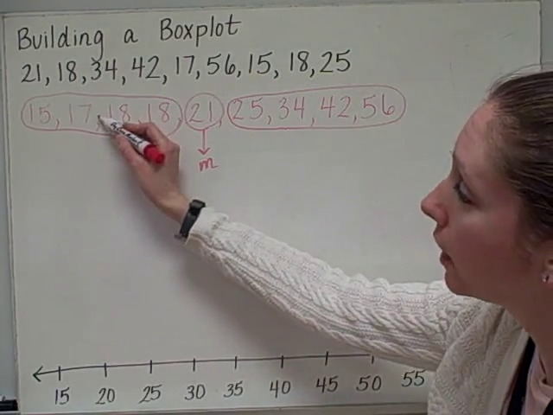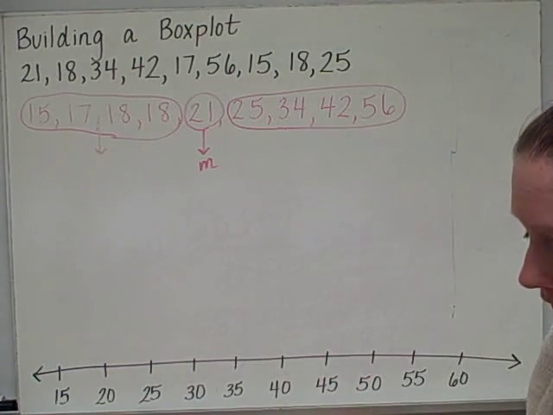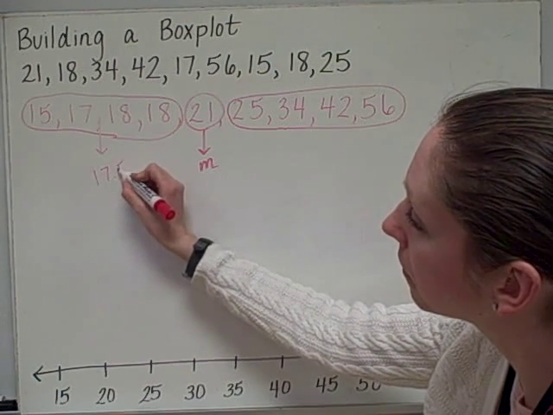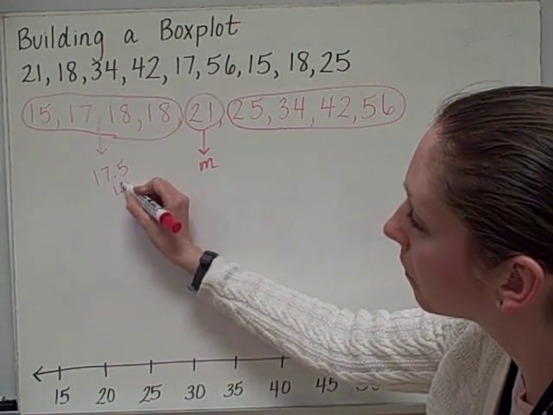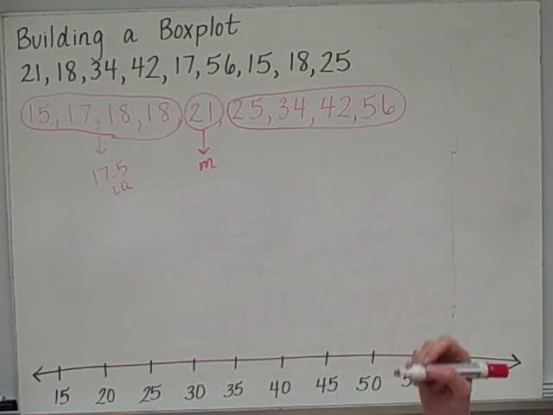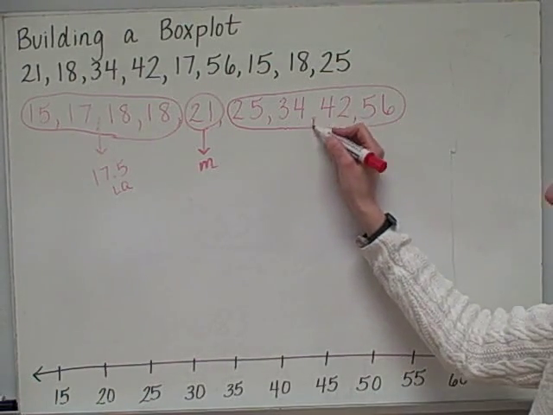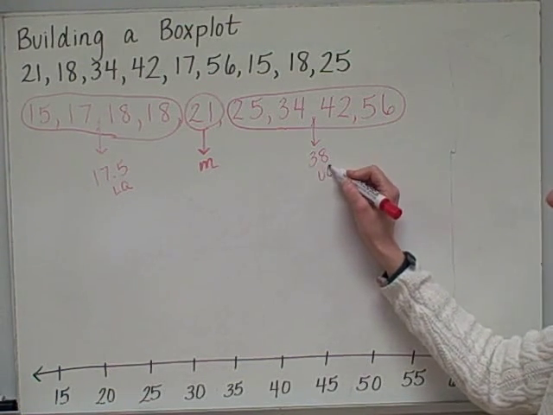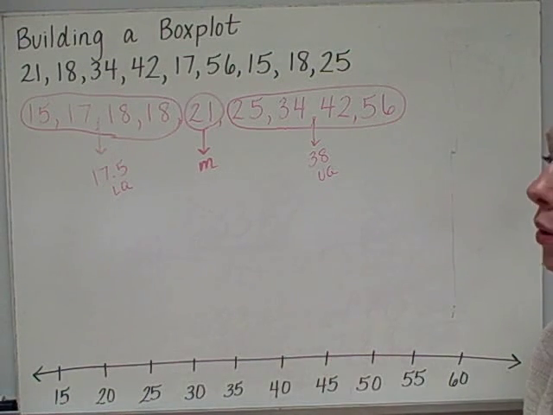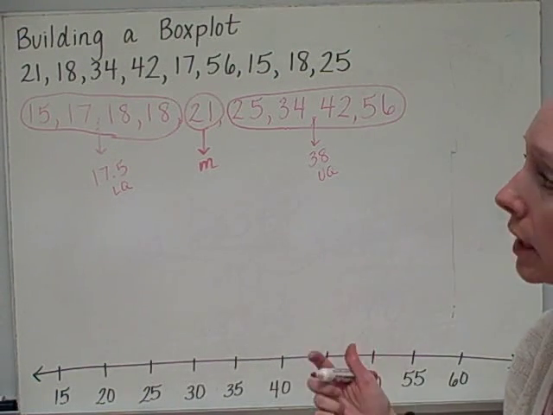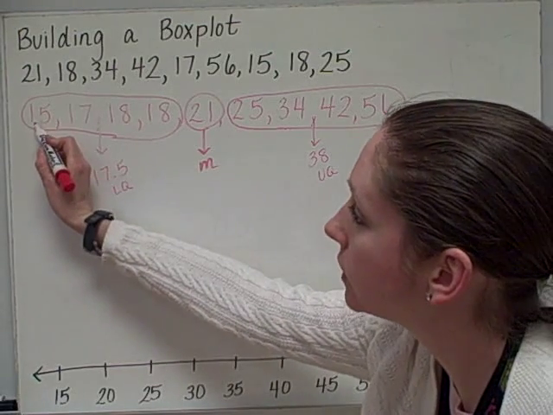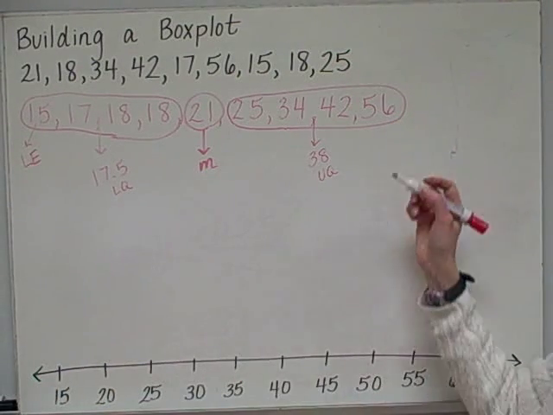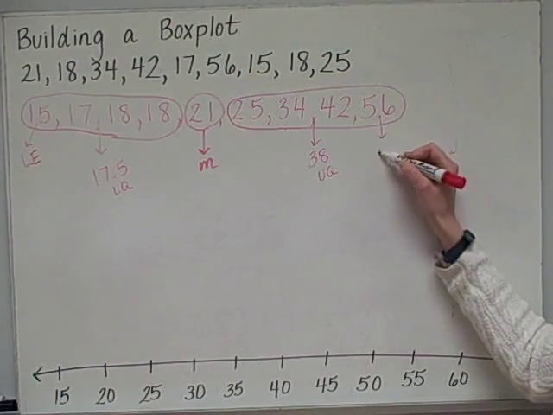In the middle of my lower half is 17.5. In the middle of my upper half is 38. That is my UQ, or upper quartile. Remember, the other two important dots were lower extreme and upper extreme. So my lower extreme is 15, my smallest value, and my biggest value is 56, my upper extreme.